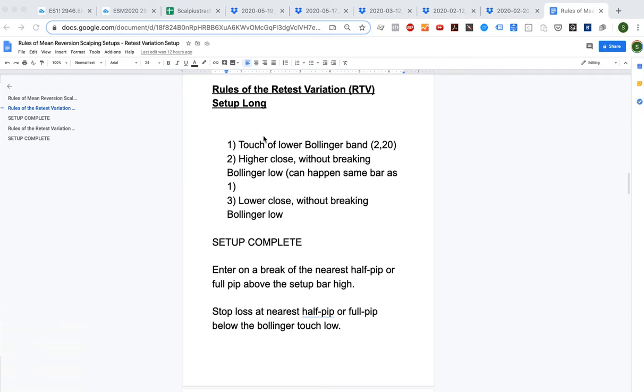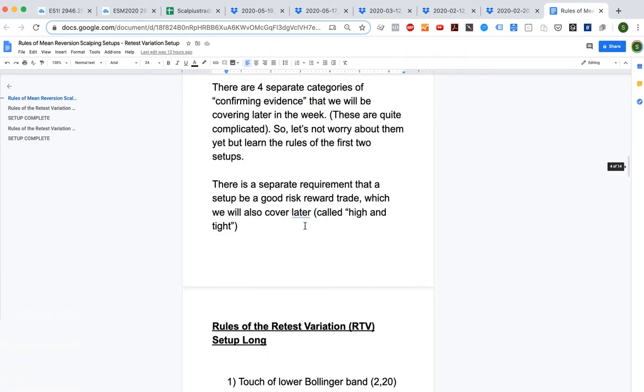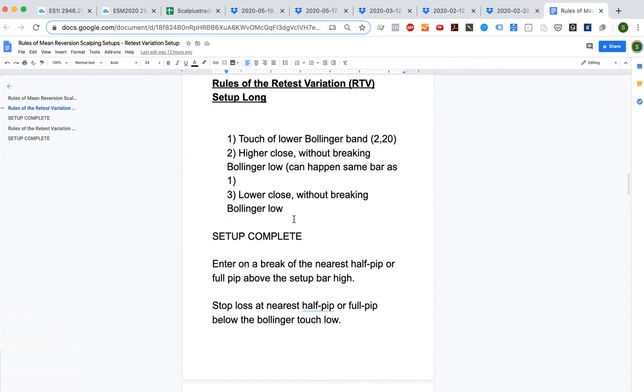Alright, today we're going to be going into detail on the retest variation long and the retest variation short setups. And there's this document here. It's in the Facebook group now with the exact rules and some examples, but I'd urge you to download this. Today we're going to be going through some examples and we're going to go into some detail.